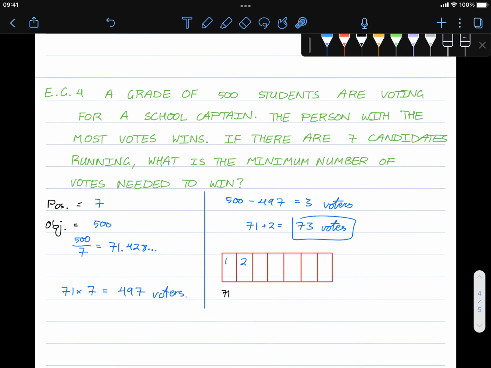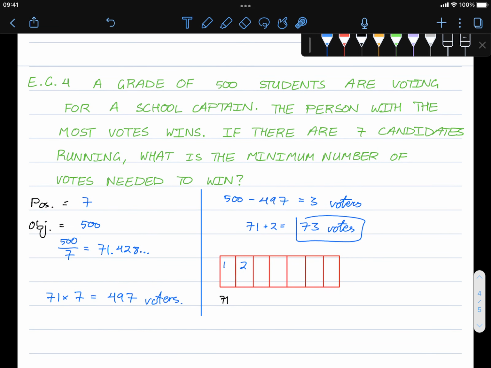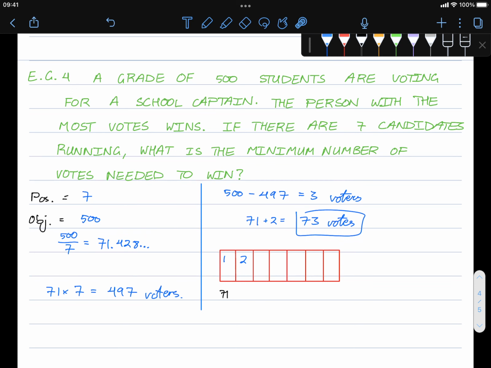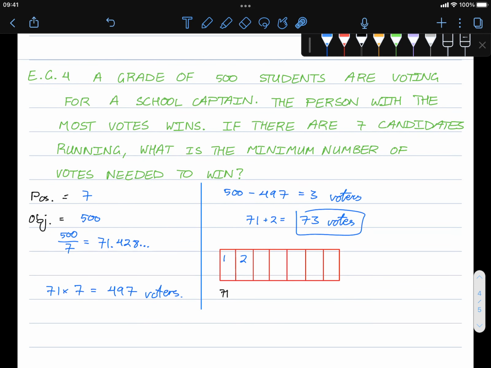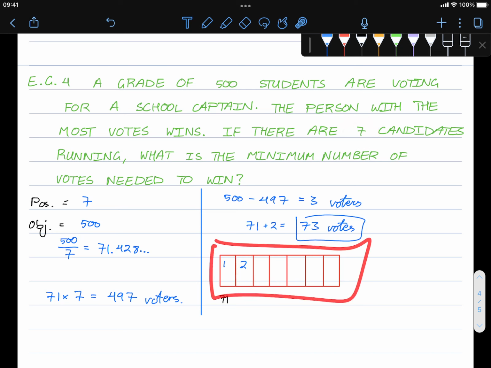So, to simulate this a little bit further, if there are 500 people voting, and the moment that we see that everyone's voting equally amongst the 7, if we count 73 votes on 1 candidate, then they are a clear winner, assuming each of the 7 candidates gets an equal number of votes.